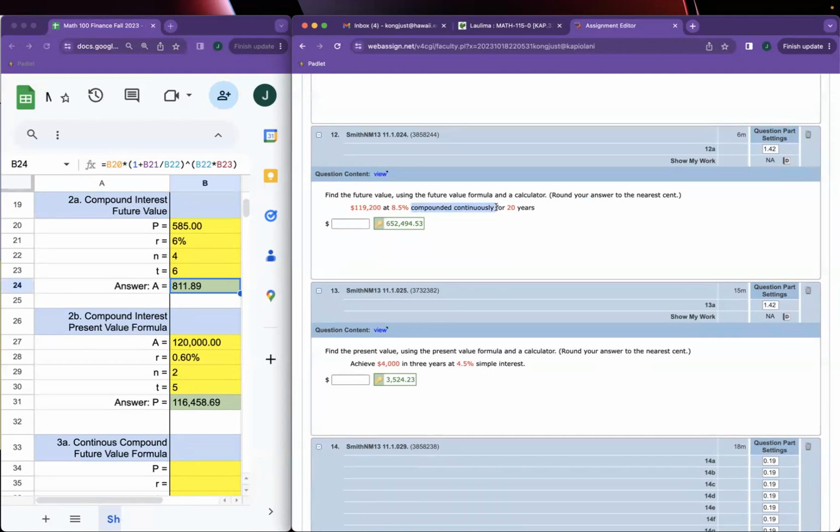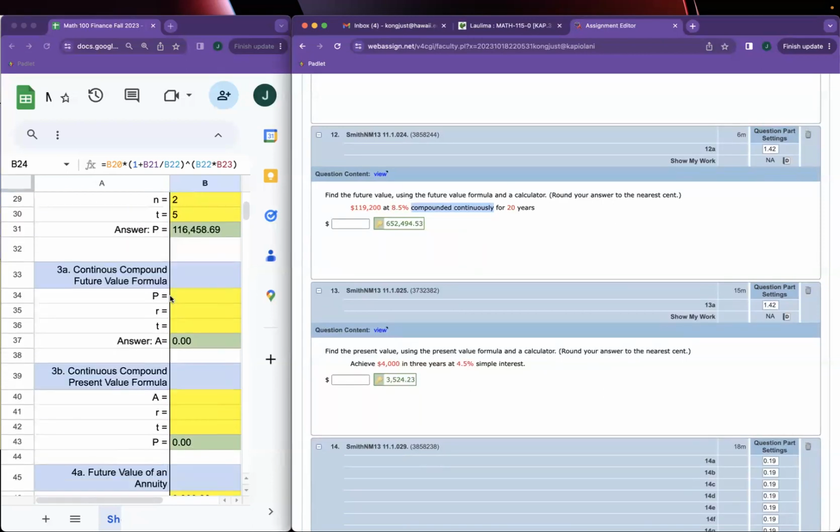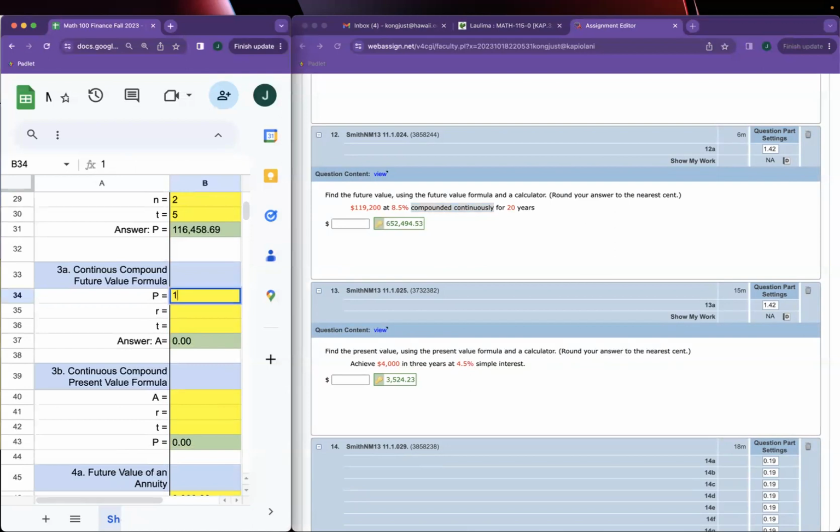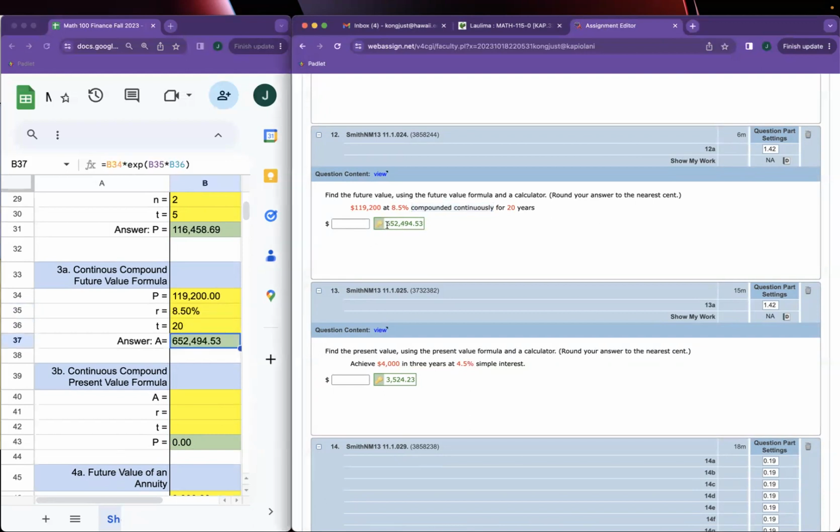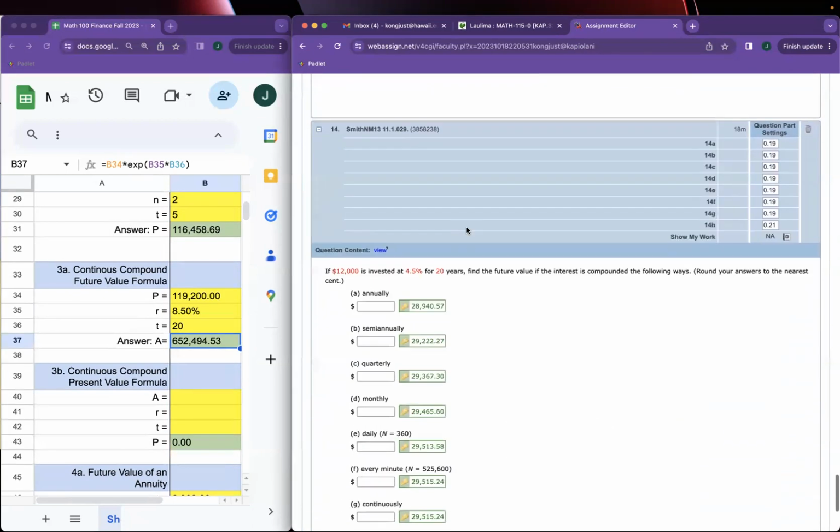This says compounded continuously. Continuously means it's going to be one of the threes. And since I want the future value, that's equation 3A. The P is 119,200. The rate is 8.5%. And T is 20 years. So, nice, you get $652,494.53. Okay, just two more.